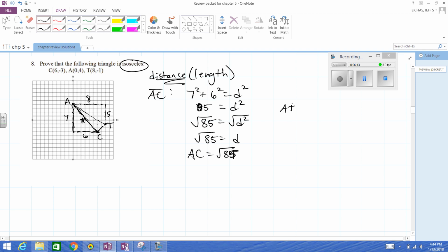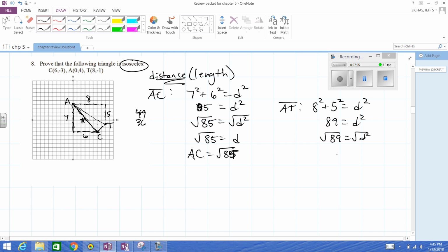Square root of 85, just leave it as a square root. Okay, AT, what we're going to have is 8 squared plus 5 squared equals D squared. And, okay, yeah, like I thought, this is going to be 89. Did something go wrong here? 49 and 36. Yeah, I'm right. It is 85. Okay.